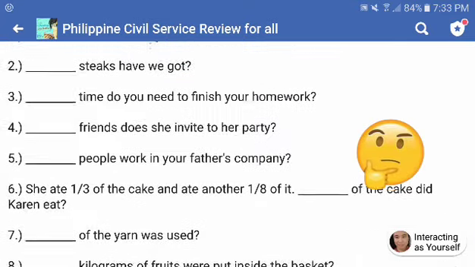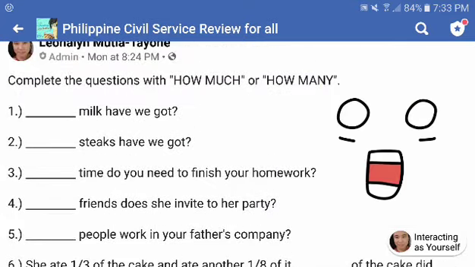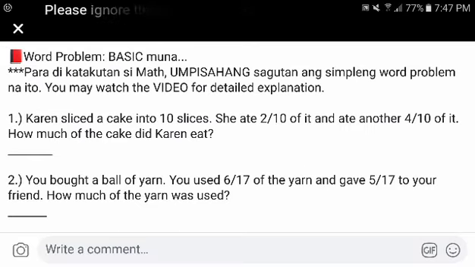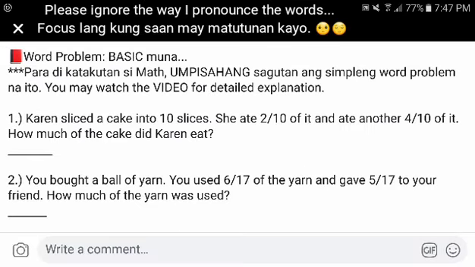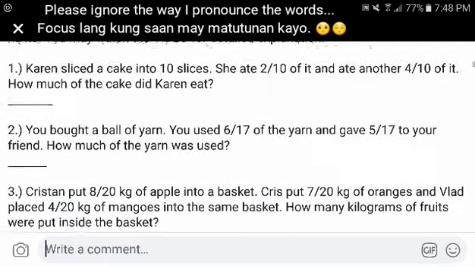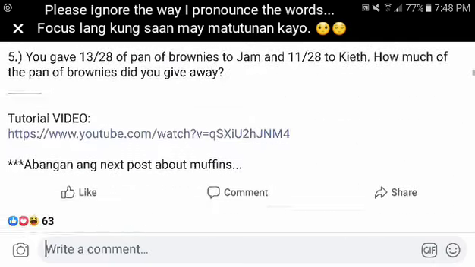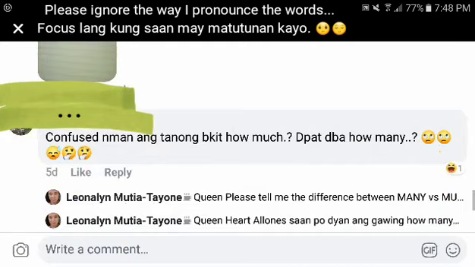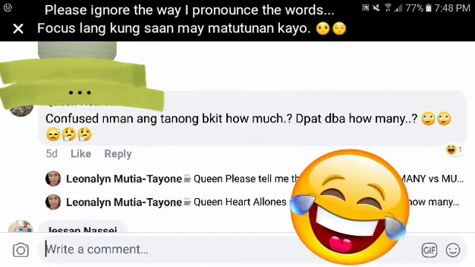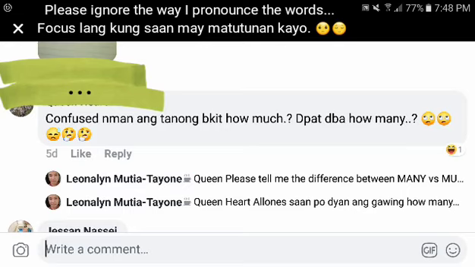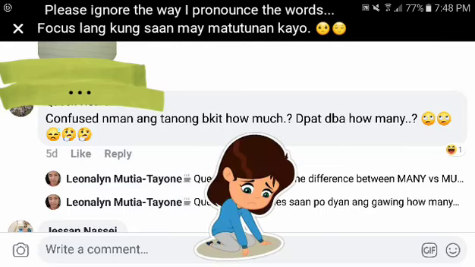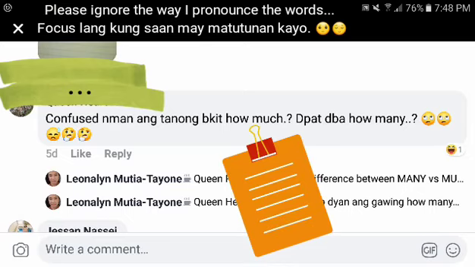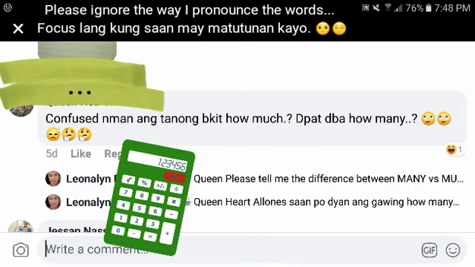Bakit ko nga ba naisipang magpa-quiz ng napakadaling tanong tulad nito? Well, I was posting about math problems at ito nga yun. And got this comment. Sana yun. Tada! Confused naman ang tanong, bakit how much? Dapat, diba, how many? It was then I found out na kailangan nyo talagang maintindihan ang pagkakaiba nito. Otherwise, mas lalo kayong mahihirapan pagdating sa math.